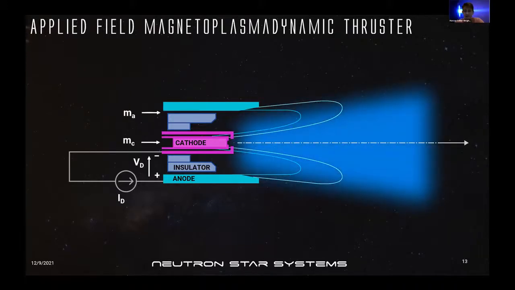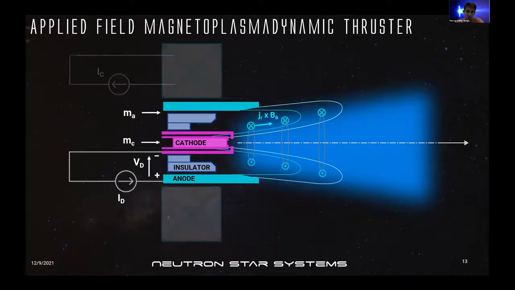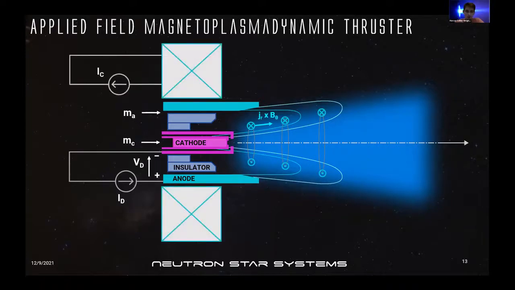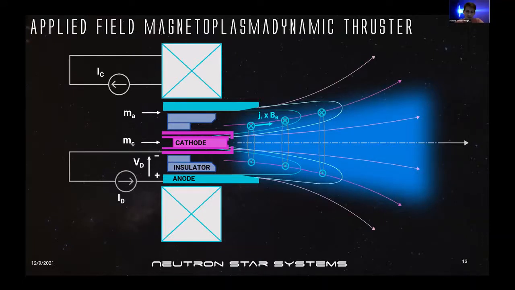There's now an electrical current running through the propellant, through the plasma, between the electrodes, which induces a self-induced magnetic field, resulting in an electromagnetic acceleration of the propellant. And this is your basic magnetoplasma dynamic thruster. With the applied field version, we enhance this by adding an external coil, an electromagnetic coil. This generates a further magnetic field, which leads to two more acceleration mechanisms known as the Hall and swirl acceleration. And altogether, these form the applied field MPD thruster.